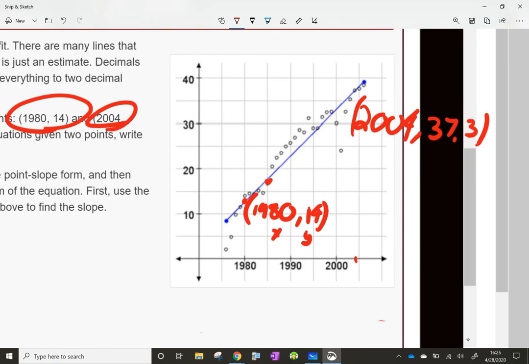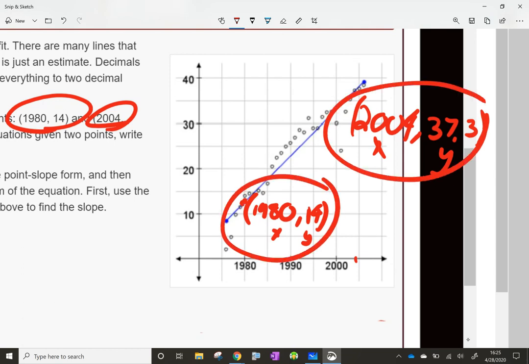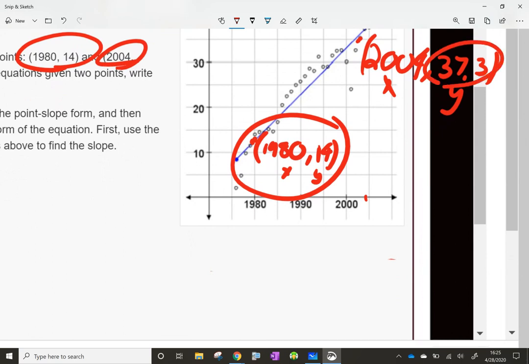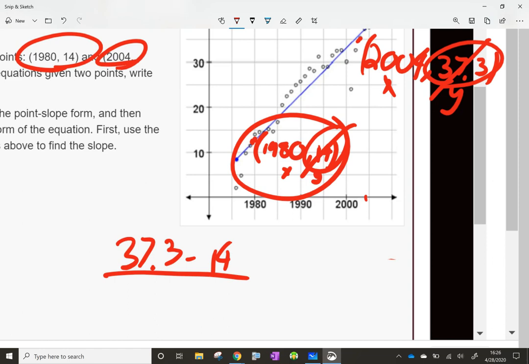So there's not just one correct choice, but here's 2, right? This is one point that they used on the line. This is another point that they used on the line. Now you use the slope formula and try to find the slope. That's simple. You just take the y value minus the y value, so 37.3 minus 14, and then the x value minus the x value. Since we did the 37.3 minus the 14, we have to do 2004 minus 1980.